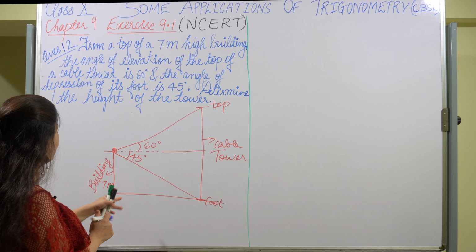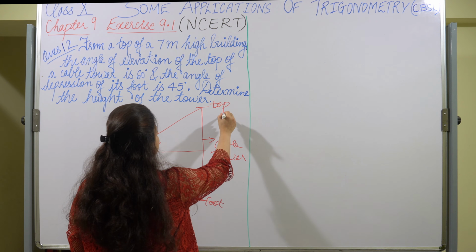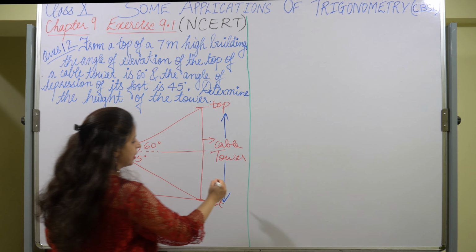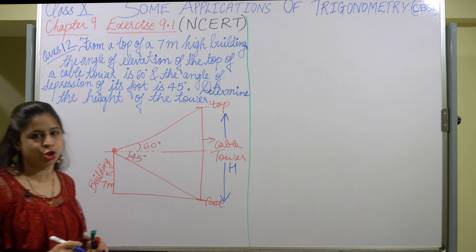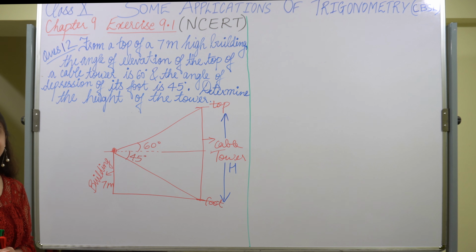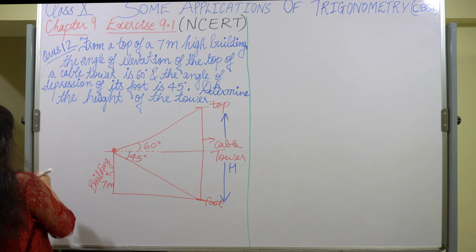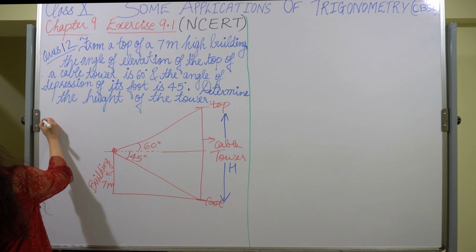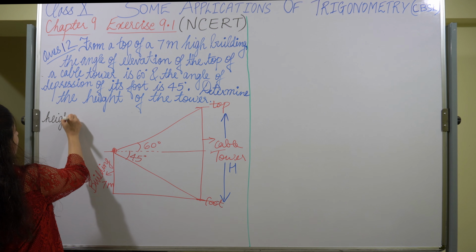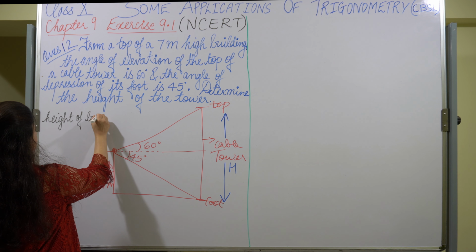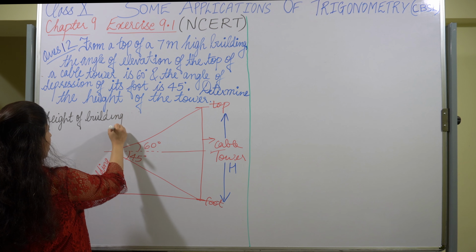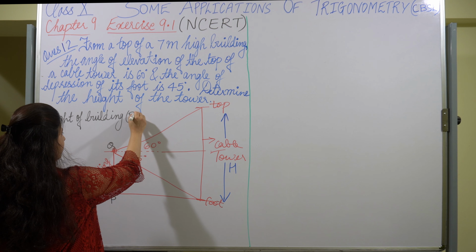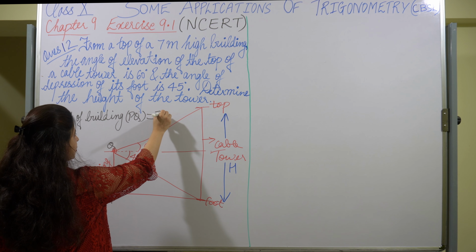Now we have been asked to find out the height of this cable tower. Let us consider this to be capital H. So let us write down what all things are given to us. We have been given the height of the building, and also let us mark everything. Let us mark this building as PQ. So the height of building PQ is equal to 7 meters.